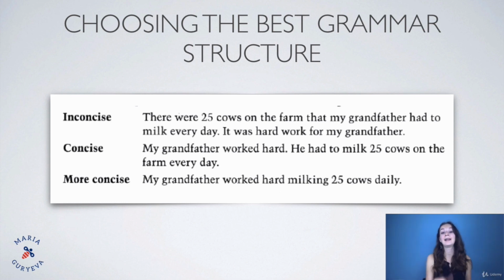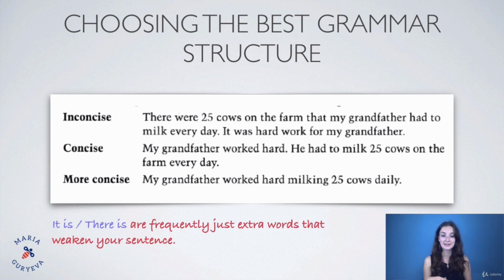So here, instead of writing "there were 25 cows on the farm that my grandfather had to milk," we could just say "my grandfather worked hard, he had to milk 25 cows." But actually there's even a better way to say that, a more concise sentence which actually saves us one line. "My grandfather worked hard milking 25 cows daily." So you see that instead of "every day" we say "daily," and we also combined the two sentences. We didn't say "it was hard work for my grandfather," instead we just said "worked hard" by doing something. So we combined these two sentences very nicely. This is our goal. This is what we're trying to do.